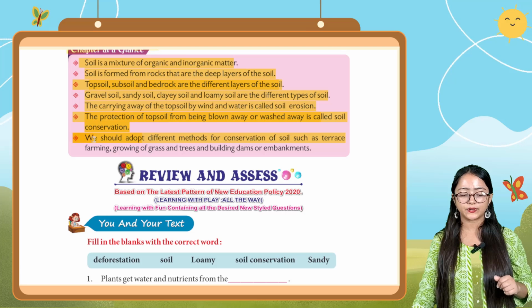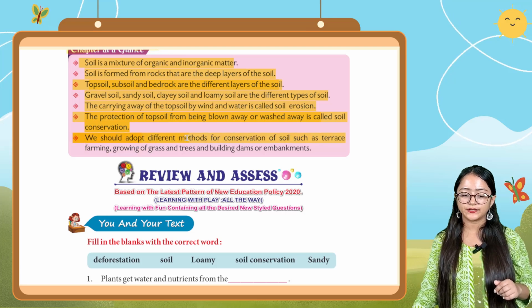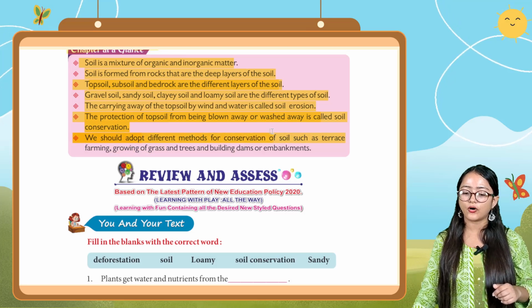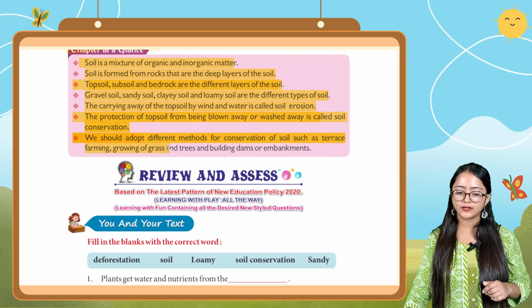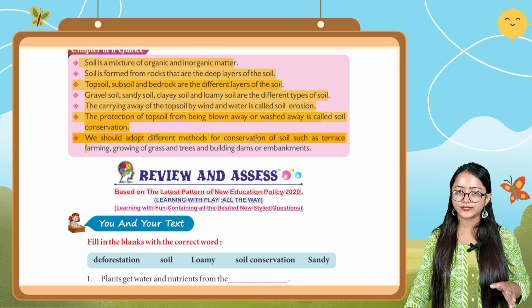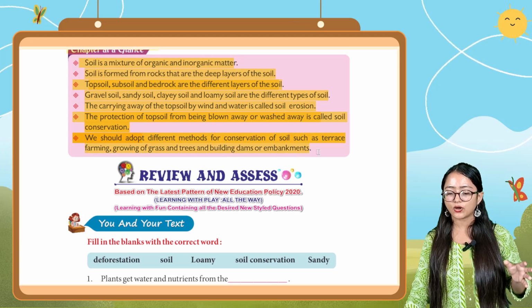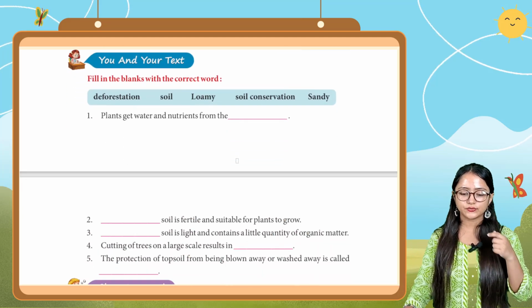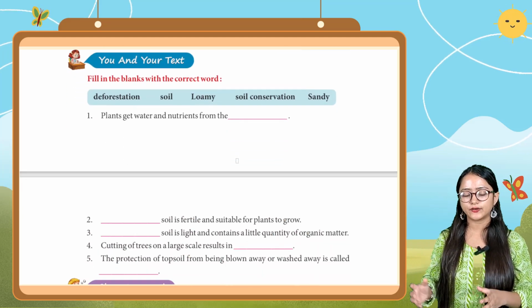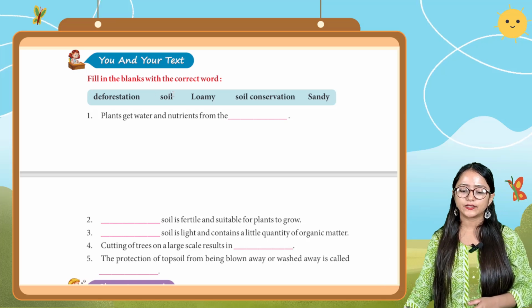Okay, next one, we should adopt different methods for conservation of soil such as terrace farming, growing of grass and trees, and building dams or embankments. Okay, now class, we're gonna do some exercises. So the first one is fill in the blanks with the correct word.